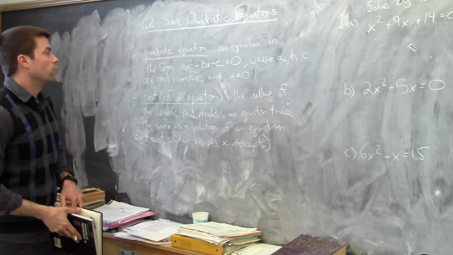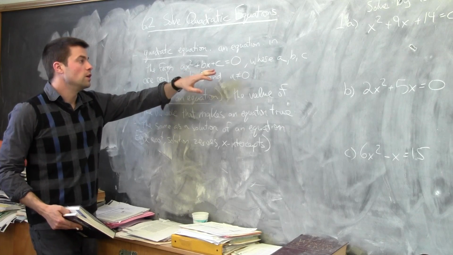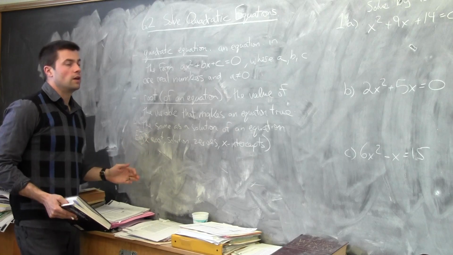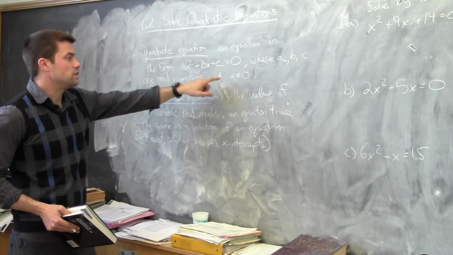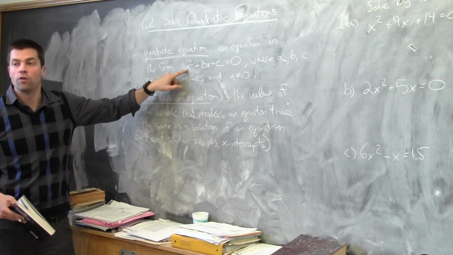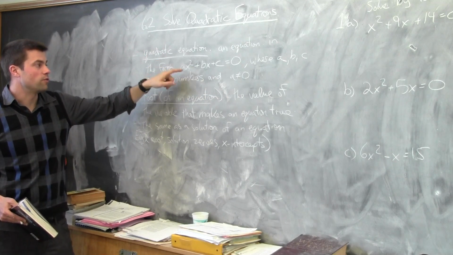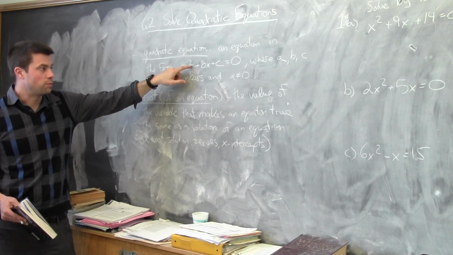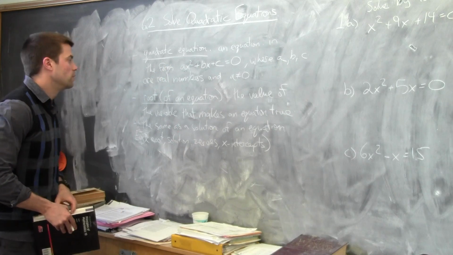Okay, so quadratic equation, what is it? It's an equation in the form ax squared plus bx plus c, where a, b, and c are real numbers, being any number that we know of at this point. And a cannot be 0, because if a is 0, then we don't have a square term, right? So the short definition of a quadratic is that the degree is 2, or in other words, the highest exponent for the equation is 2. Right, so that's what we're looking for.